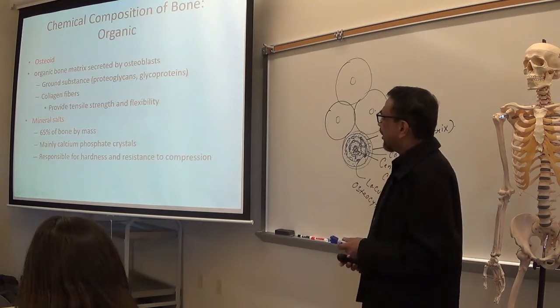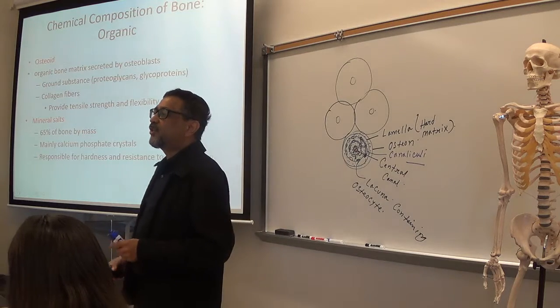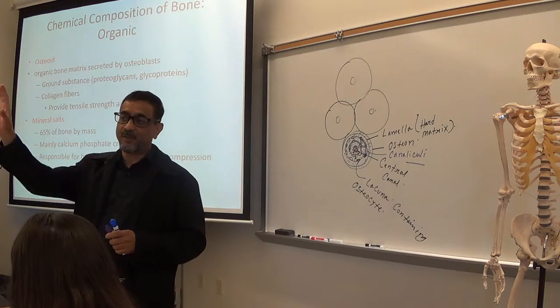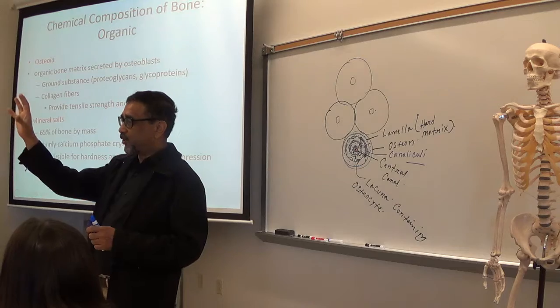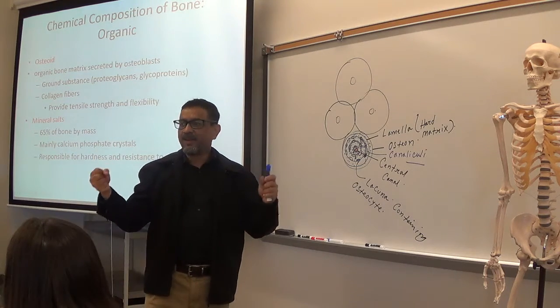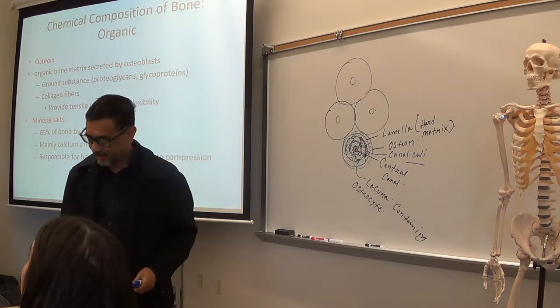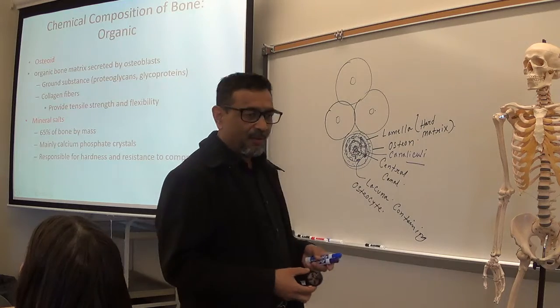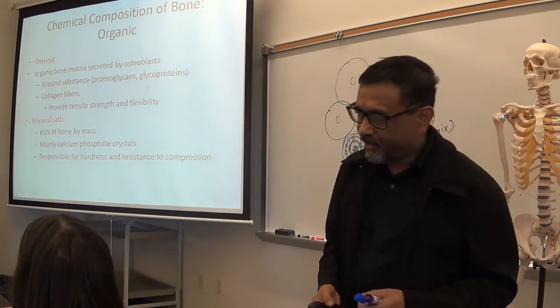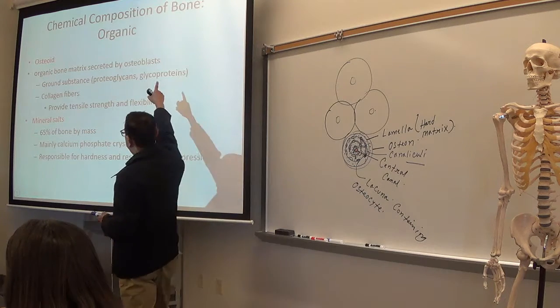Osteoid is secreted by the osteoblasts. In last class, you must remember, I said osteoblasts are what? Young or old? Young. And they secrete the osteoid, the matrix. So osteoid is the organic matrix secreted by the osteoblasts that I mentioned in last class too.